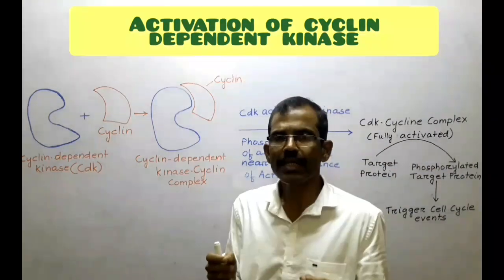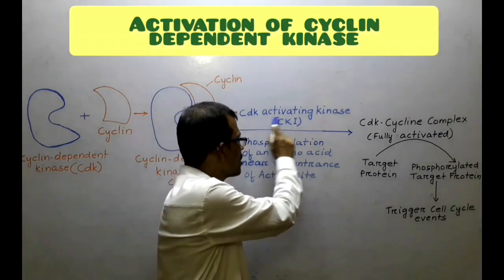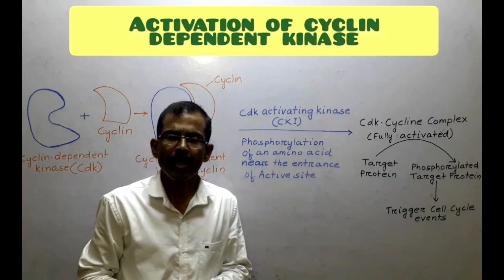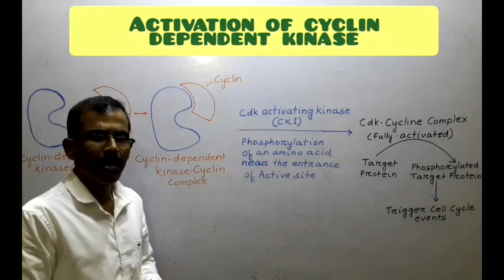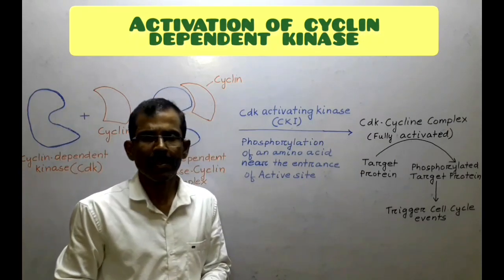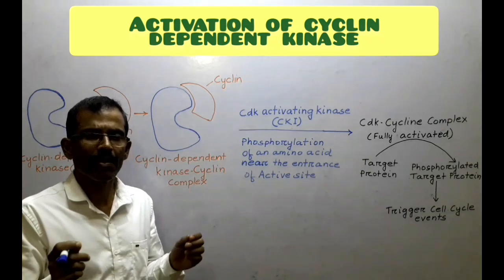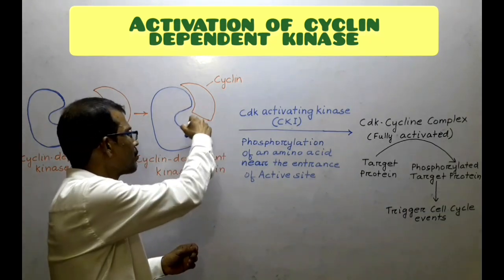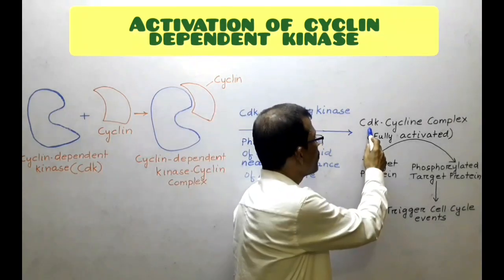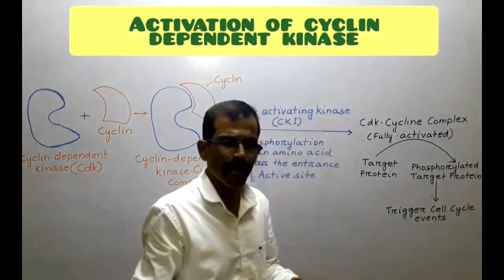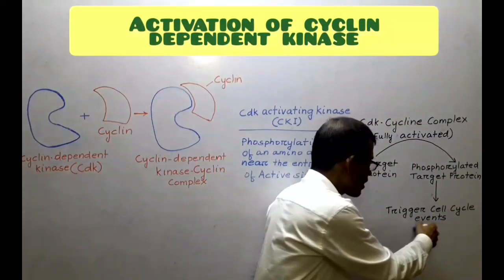After this, full activation of cyclin dependent kinase occurs when another enzyme known as CDK activating kinase phosphorylates an amino acid near the entrance of the active site of CDK, thereby further increasing its activity. Phosphorylation by CDK activating kinase results in a small conformational change in the cyclin dependent kinase, thereby further activating it, after which the activated form of CDK cyclin complex phosphorylates specific target proteins which then trigger different cell cycle events.